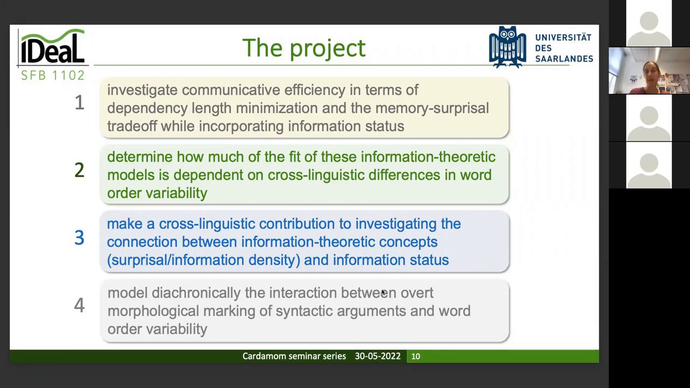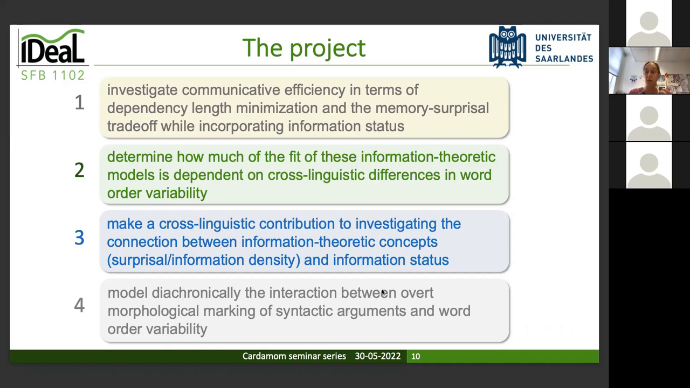The SFB at large centers around the question whether information density theory can contribute to a unifying model of language use, variation, and change. And in our sub-project, which is by far the most cross-linguistically oriented project, our main aim is to investigate communicative efficiency from a cross-linguistic perspective, focusing on fitting models for dependency length minimization and the memory-surprisal trade-off, while taking into account information status and word order variability. In order to do that, we want to determine how much of the fit of these information-theoretic models is dependent on cross-linguistic differences in word order variability.